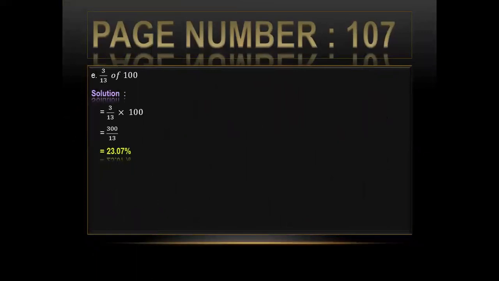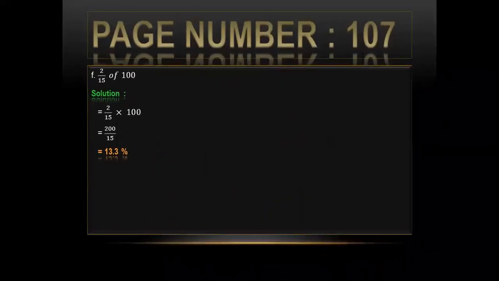In the next part, 3 over 13 of 100, 300 over 13, 23.07% is our answer. And the last part of this question and also of this page is F, 2 over 15 of 100. 2 over 15 multiplied by 100, 200 over 15, and 13.33%.